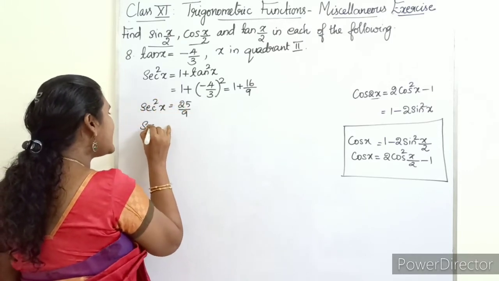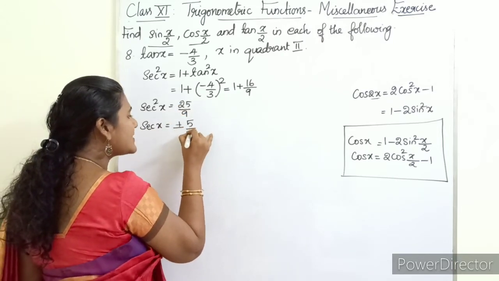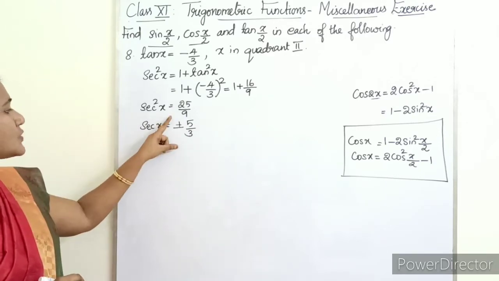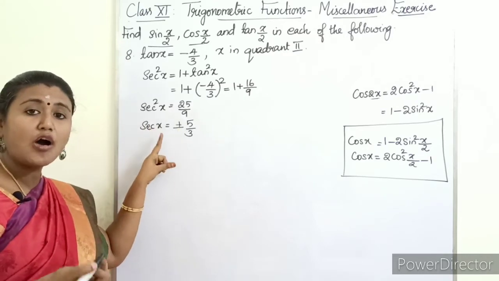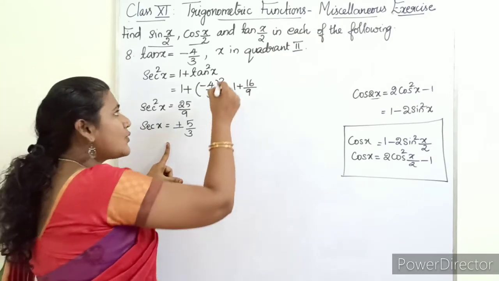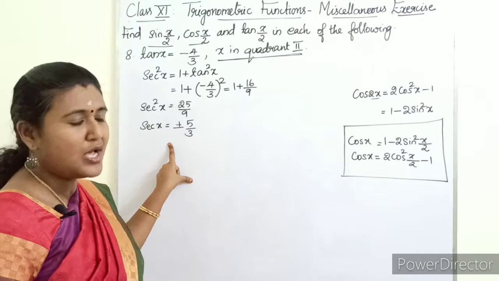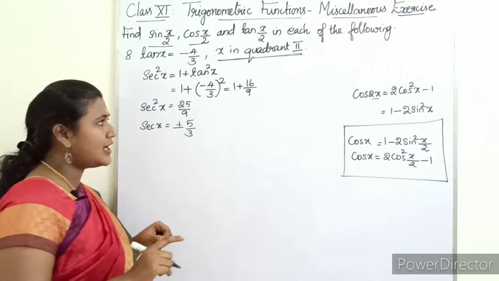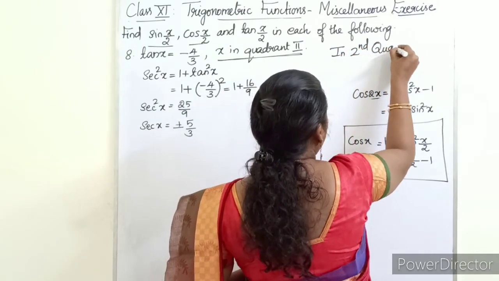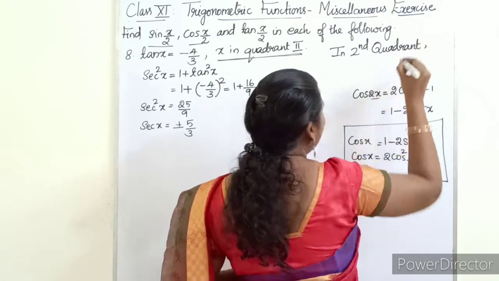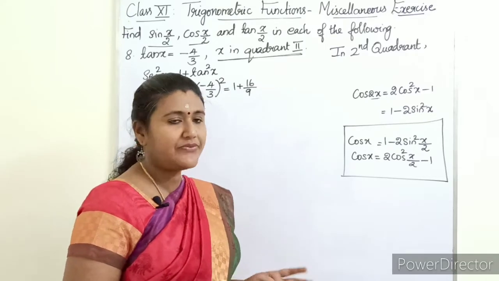So from this, what is sec x? Sec x is equal to the square root of 25 by 9, that is plus or minus 5 by 3. Then you will have a doubt whether we should take plus 5 by 3 or minus 5 by 3 for sec x. For that, they have given very clearly that the angle x lies in the second quadrant. In the second quadrant, which trigonometric ratio is positive? Sin x and cosec x are positive. All other trigonometric ratios are negative in the second quadrant.